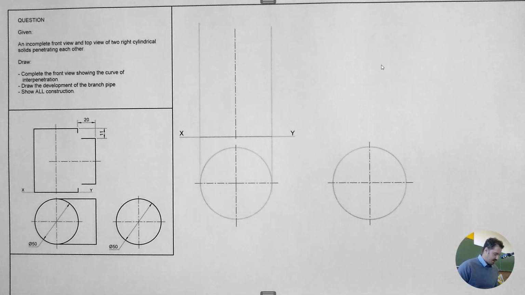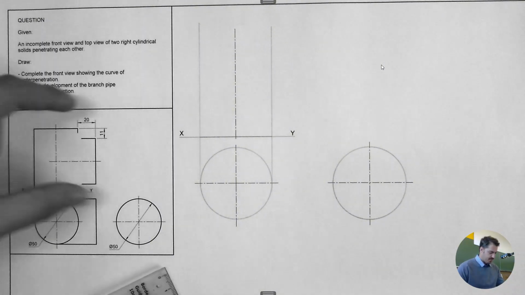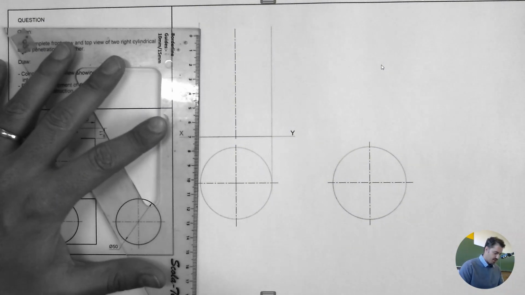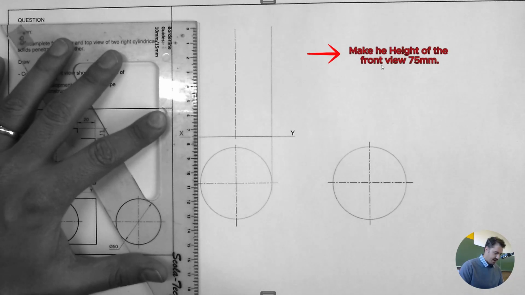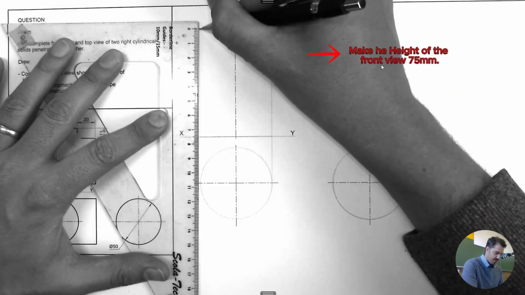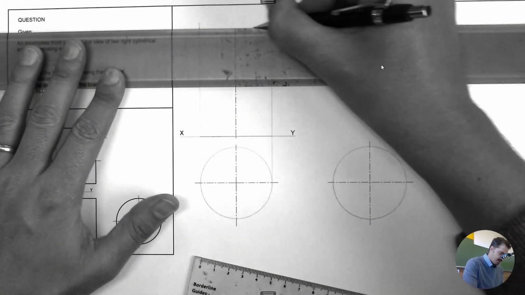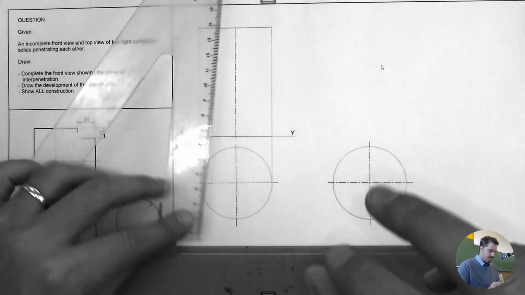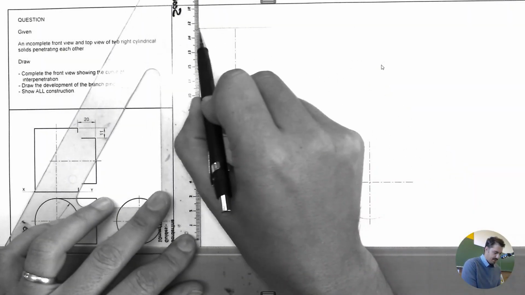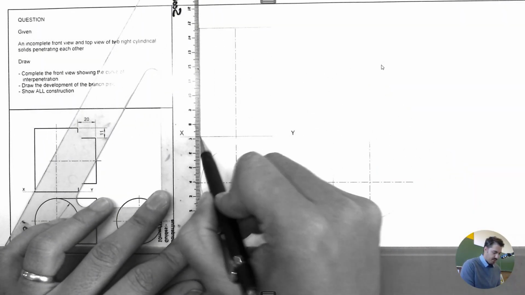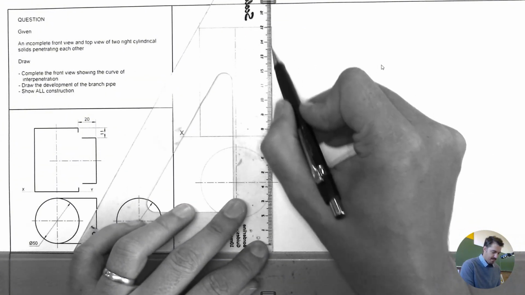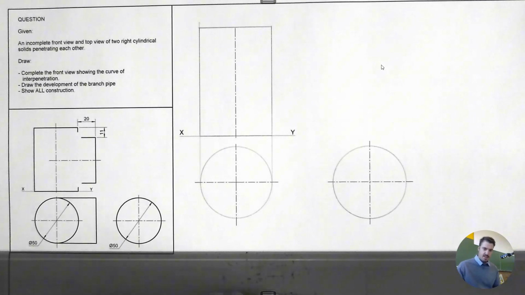The height is not given to me. Typically when I set this up, I already drew this in here. So just for convenience sake, let's make the height 75, right? So it's not going to matter because the big drawing that's coming in is because the development is going to be for the branch pipe. So the main pipe measurements at this point doesn't matter that much.